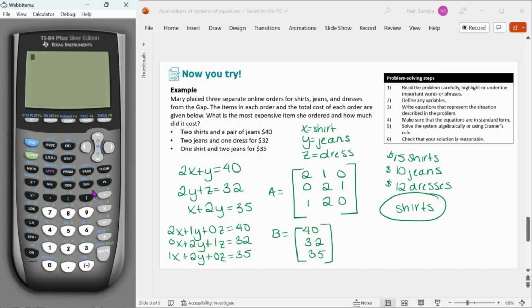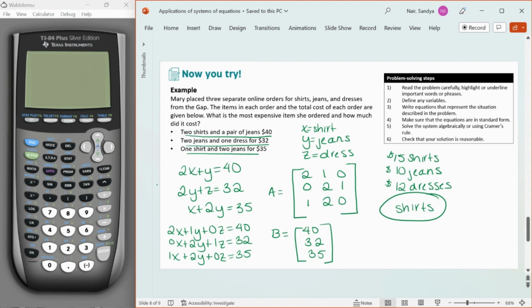So here I have the solution to this problem. So it says that Mary placed 3 separate online orders, and it gives you the items that she ordered and the cost. So 2 shirts and a pair of jeans for $40, I turned into 2x plus y equals 40, because I called shirts x, jeans y, and z dresses. So it says 2 jeans and a dress for $32. So that means 2y plus z was $32. 1 shirt and 2 jeans for $35 means x plus 2y equals 35.